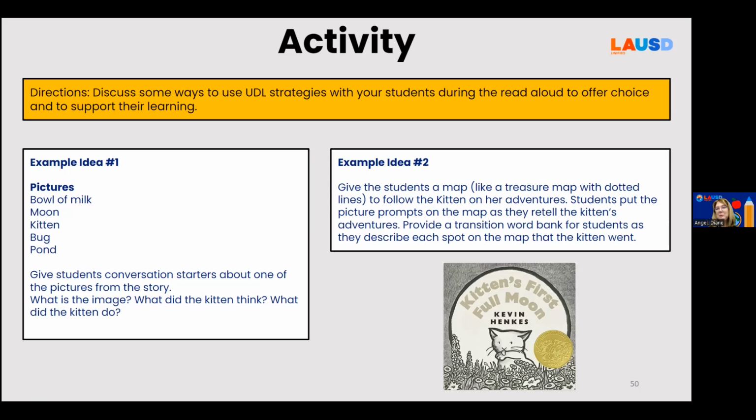Now it's your turn. Think about the ways you could use UDL strategies with your students during the read aloud to offer choice and support their learning. If you need support, please refer back to the Google folder, and in there you will find the activity, idea sheet, and UDL framework for your reference. Please pause the video while you complete the activity. Okay, let's get started.